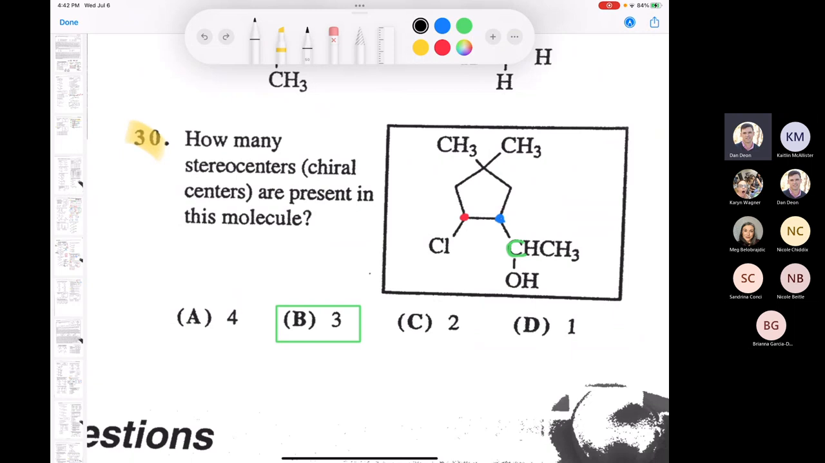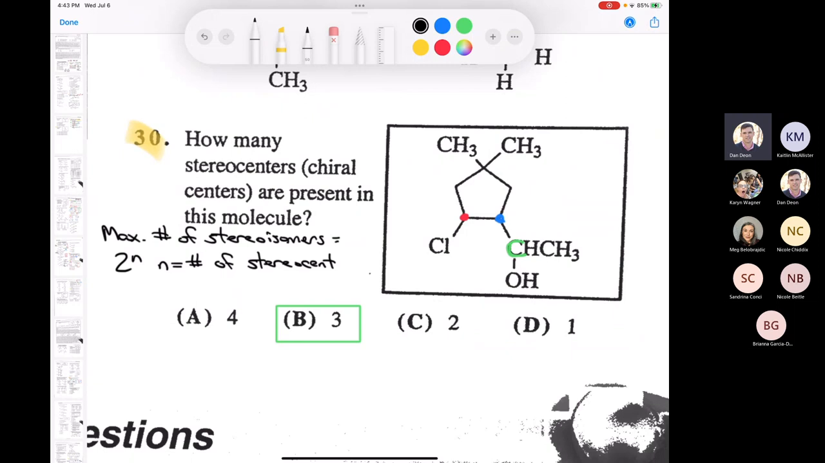What's the max? So I have a follow-up question: how many total possible stereoisomers? What's the maximum number of stereoisomers you could have if you have 3 chiral centers in a molecule? Does anybody remember that formula? Yeah, it would be 8, wouldn't it? Because remember, the maximum number of stereoisomers is equal to 2 to the power of n, where n is equal to the number of stereocenters.